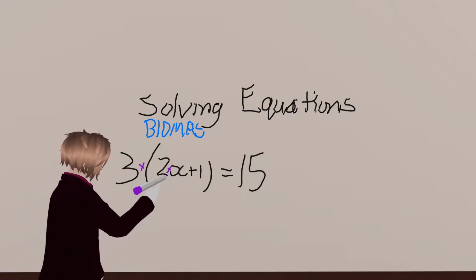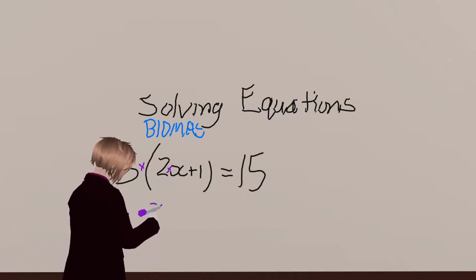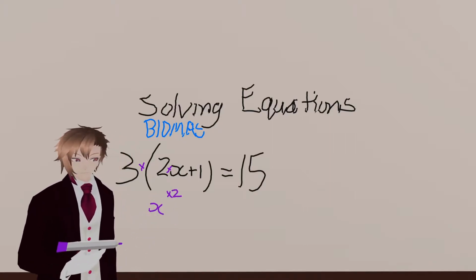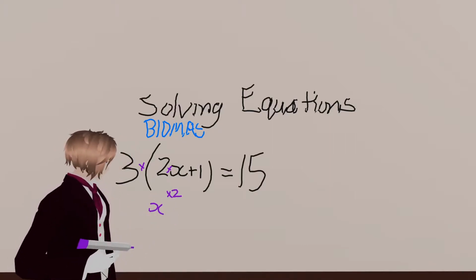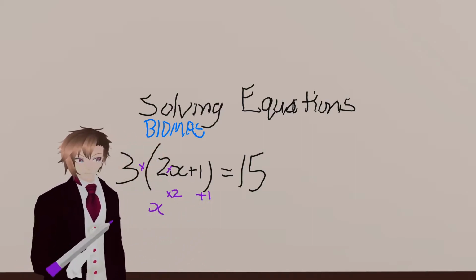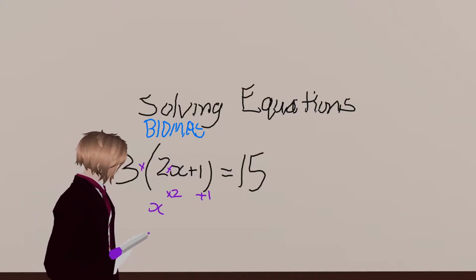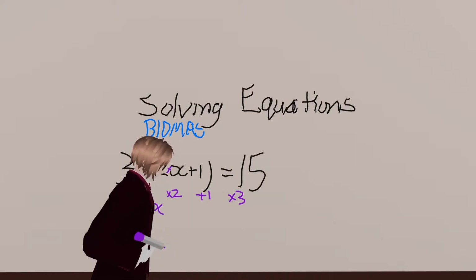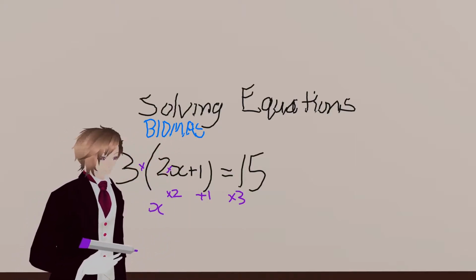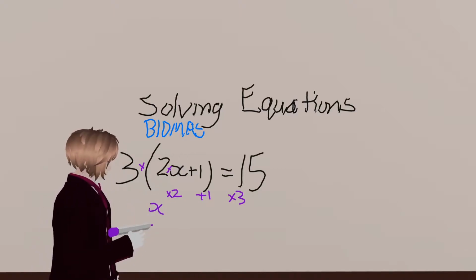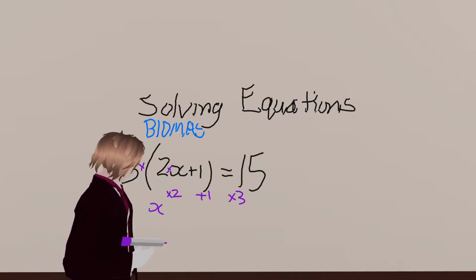So the first thing we do is we would have x, and then we would times by 2. The second thing we would do is we would add 1. And then finally, we would multiply. And that would give us 15, because the answer is 15.